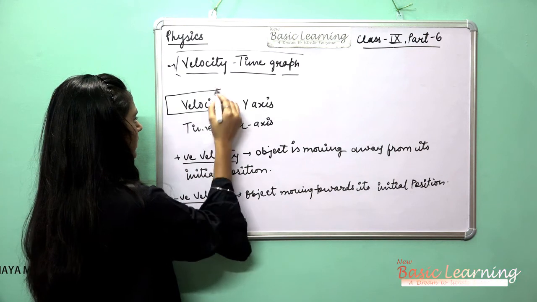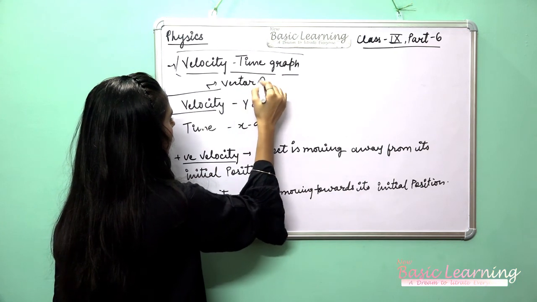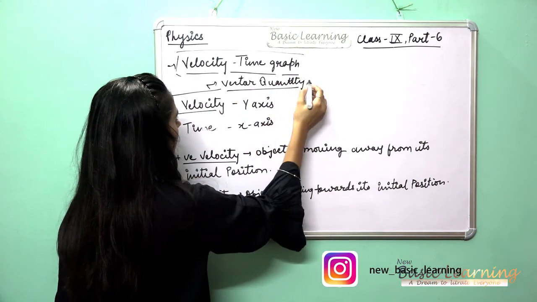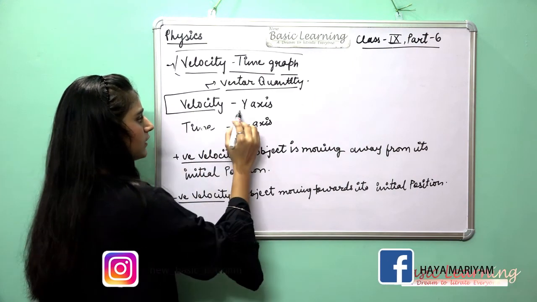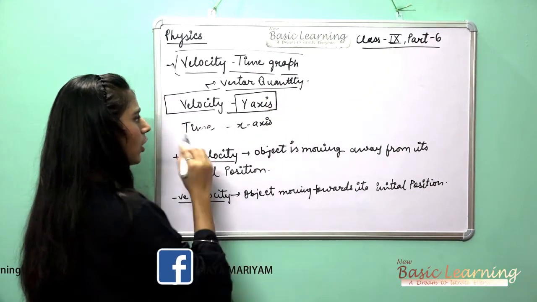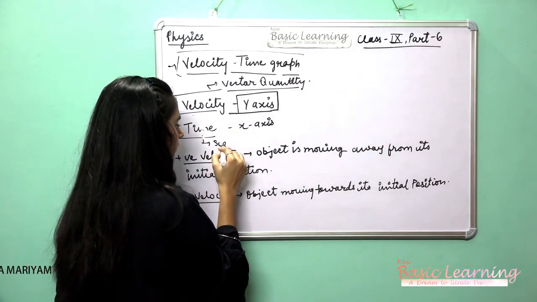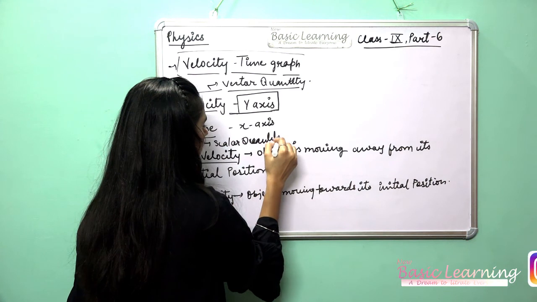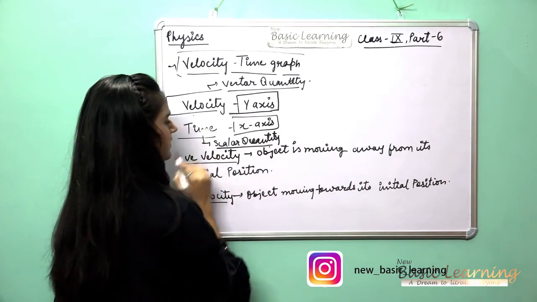What kind of quantity is velocity? Velocity is a vector quantity. Velocity is which quantity? Vector quantity. We always plot the velocity on the y-axis, and time is a scalar quantity. Since time is a scalar quantity, we always plot the time on the x-axis.